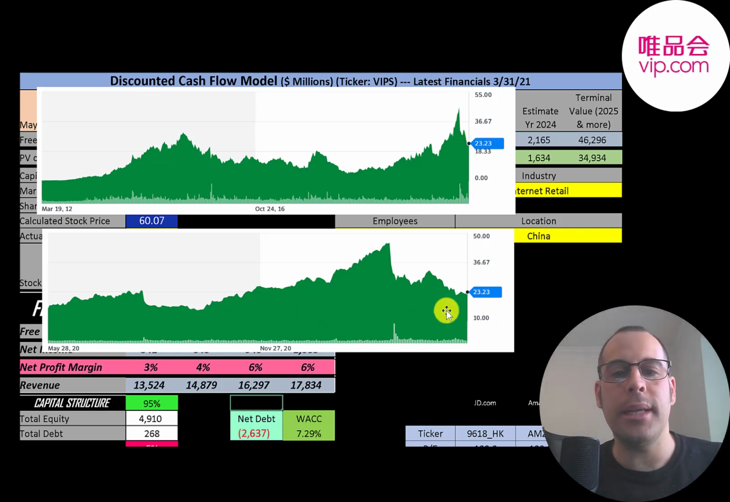This is the stock price the last year. This stock has done incredible during COVID. There was a big sell-off at this point. Even though the stock is undervalued, the stock price may not go up because a lot of people are concerned about investing in Chinese stocks.